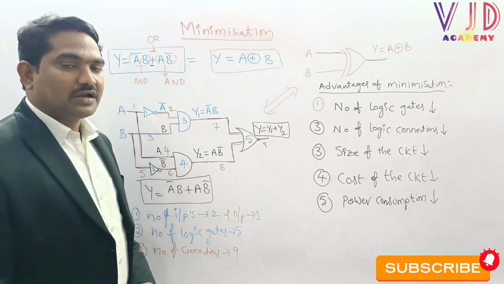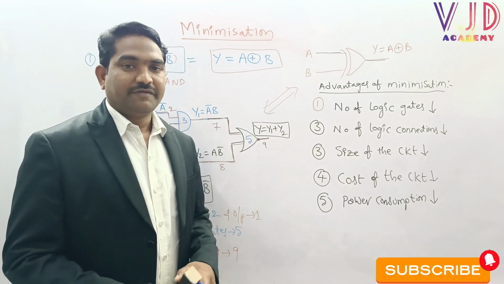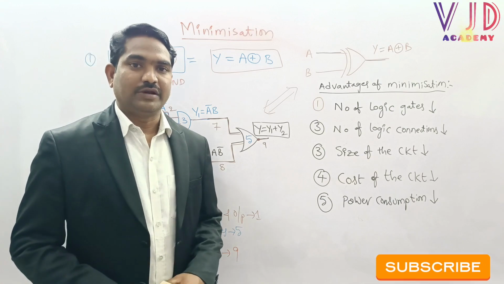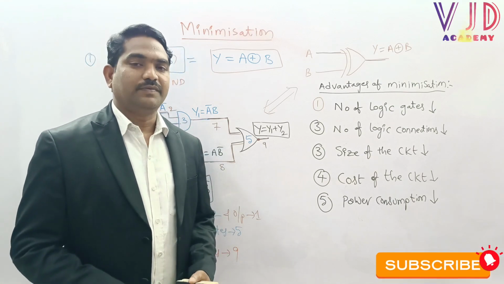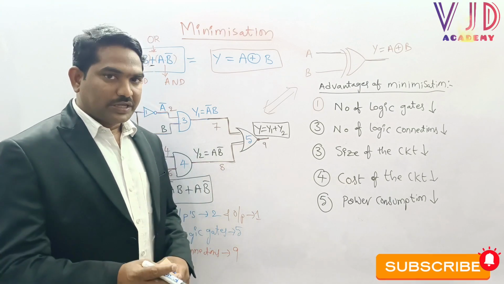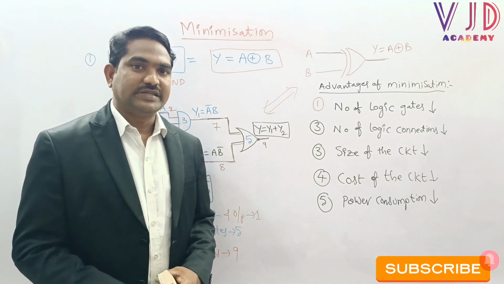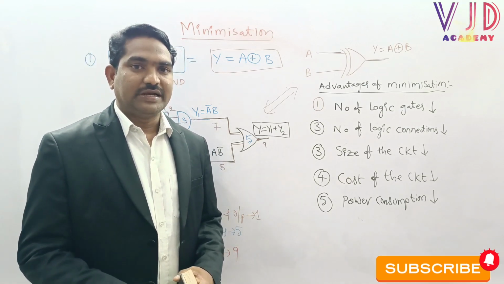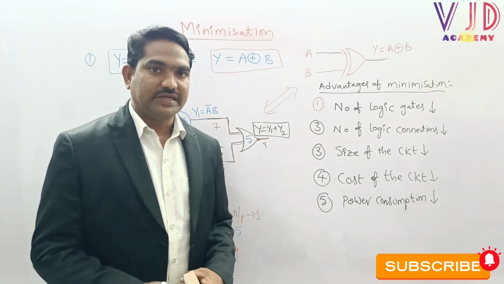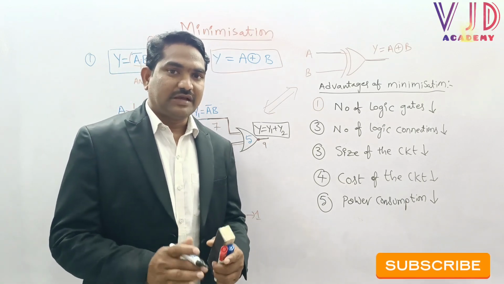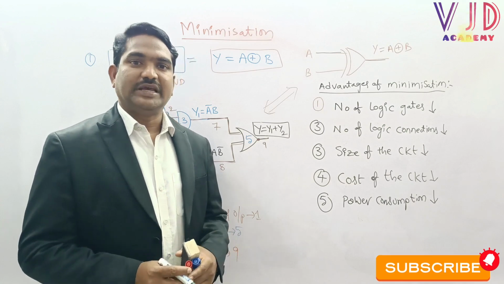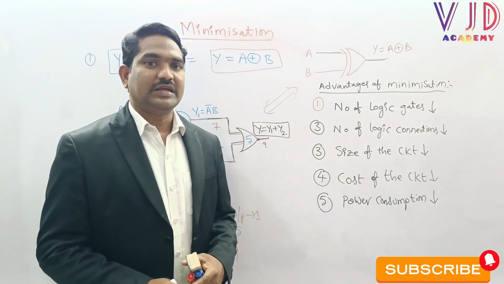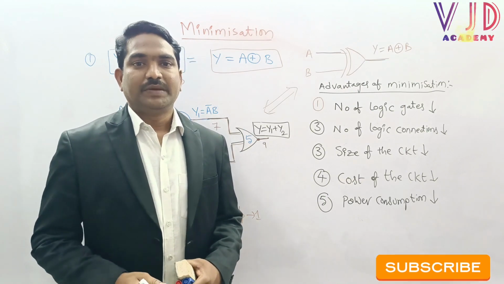Now let us try to understand the basic methods we consider to carry out the minimization process in digital electronics. Basically we have 3 types of methods. First one is Boolean algebra, second one is K-map, also called Karnaugh map, and third one is the Quine-McCluskey method, also called the tabulation method. For the sake of minimizing any logical circuit in digital electronics, we are just dealing with these 3 minimization methods.